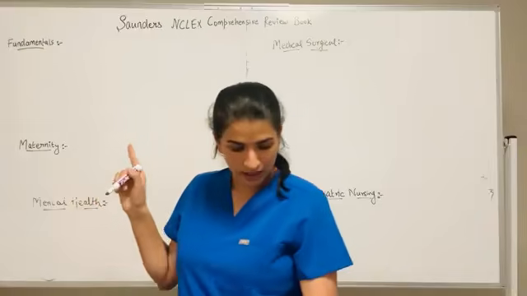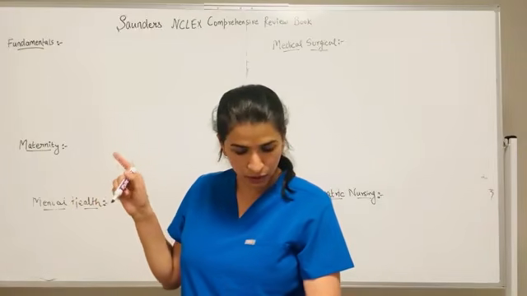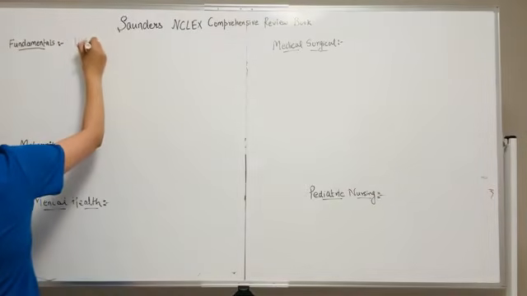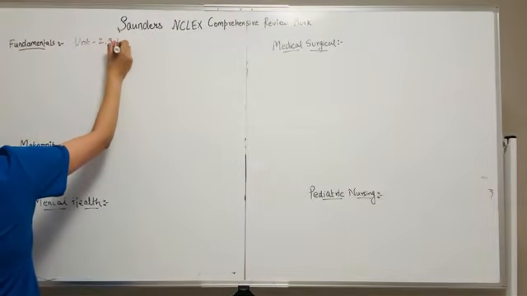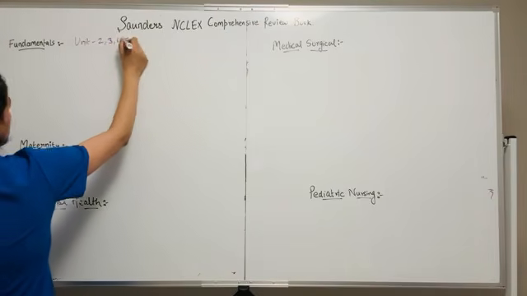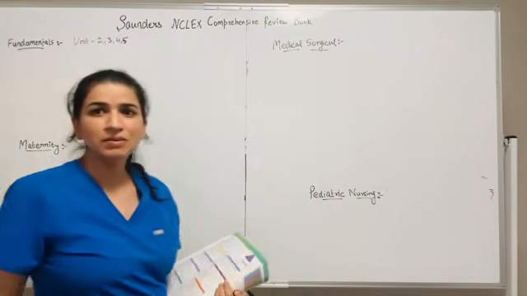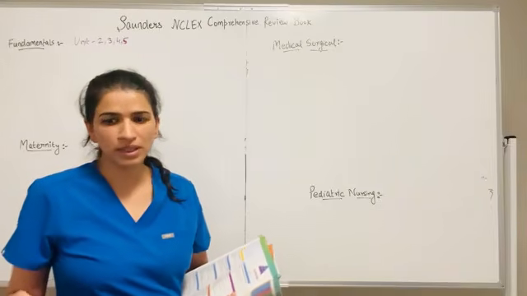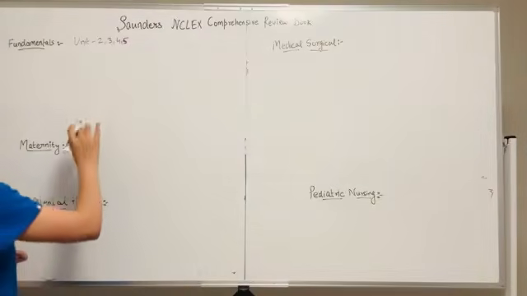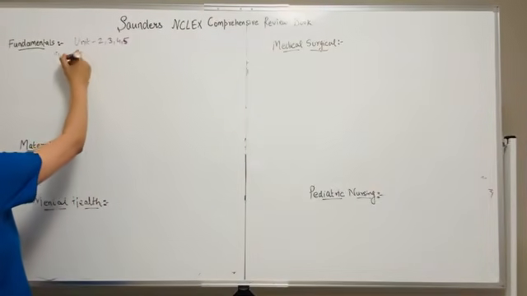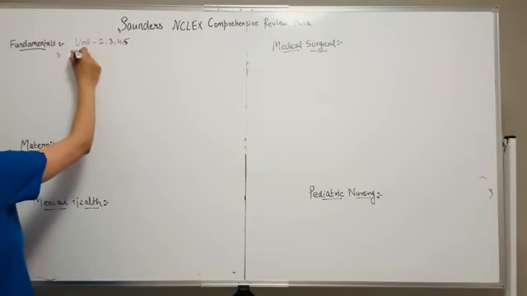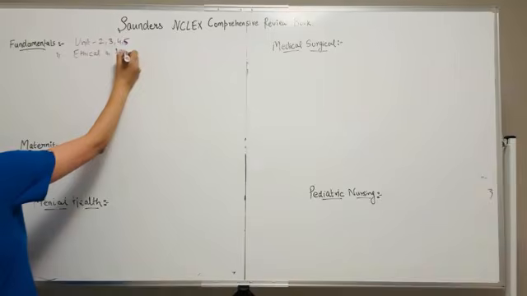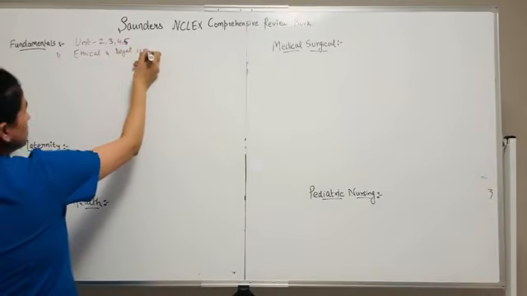In the fundamental, I can see in the Saunders book, we have unit number 2, 3, 4, and 5. I'm going to tell you the name of the chapters also at the same time, so it's easy for you to see which chapter or which unit I'm talking about, right? So the first one in the fundamental is ethical and legal issues. This chapter.